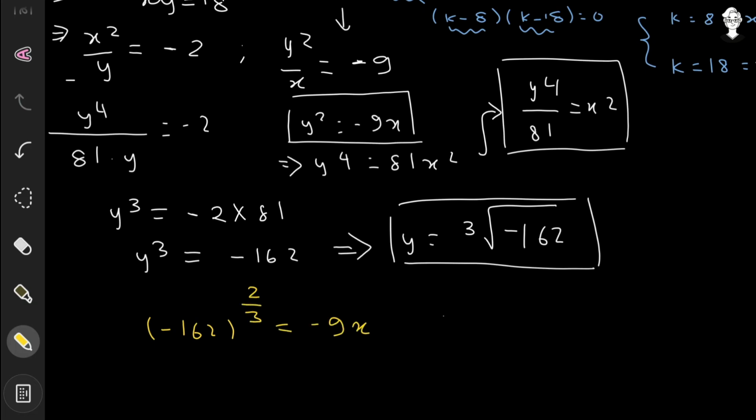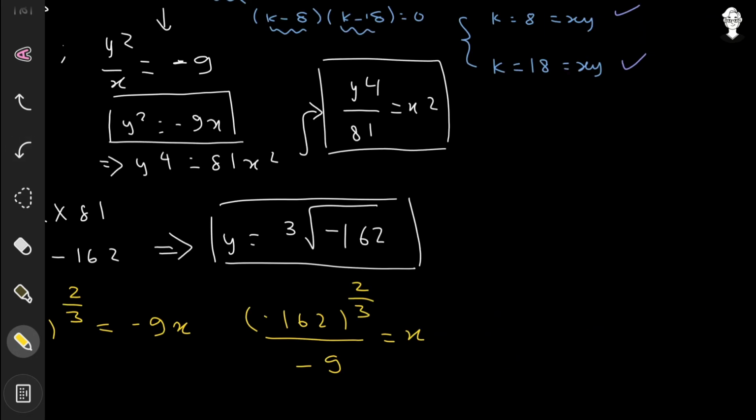Now we can simply divide both the sides by negative 9. So negative 162 to the power 2 upon 3 upon negative 9 is the value of x. So this is the value of x. Now we can even simplify this further. 9 can be written as 3 square, and 3 can be written as 27 to the power 1 upon 3, that is cube root of 27. So 27 to the power 1 upon 3 into 2 will become 2 upon 3. So 9 is same as 27 to the power 2 upon 3.